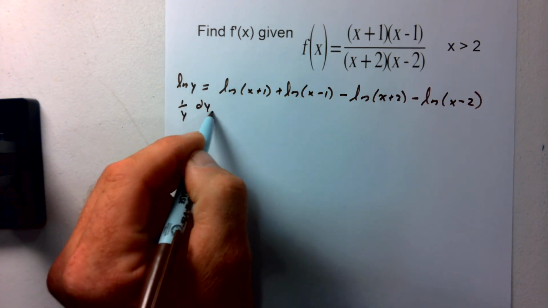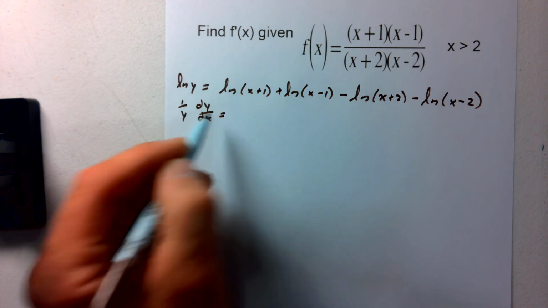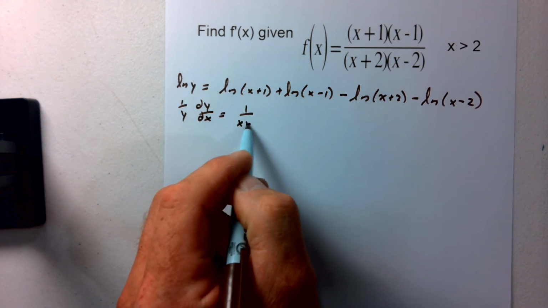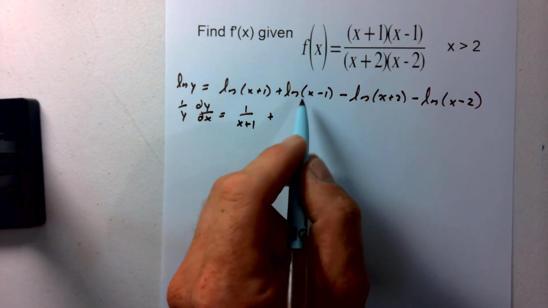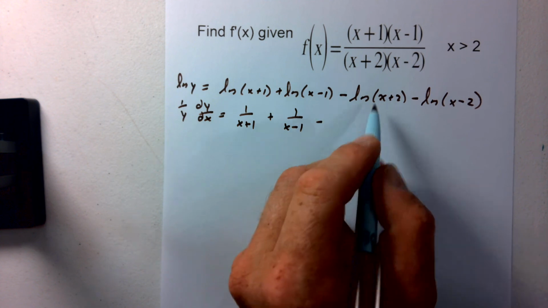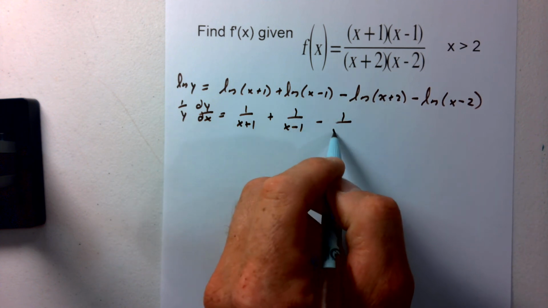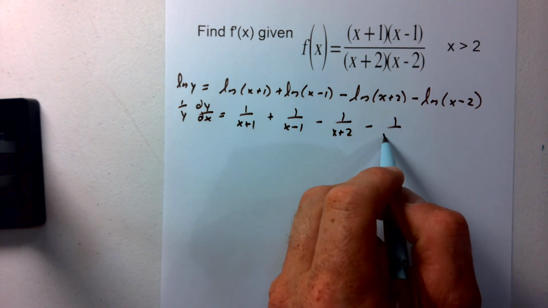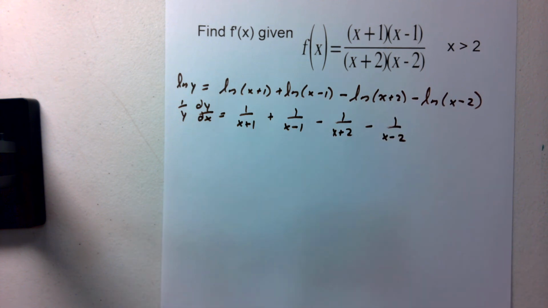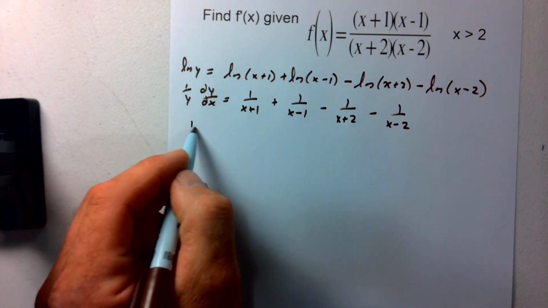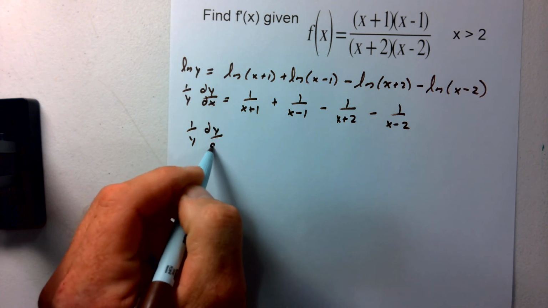We have 1 over y dy dx. Derivative of natural log of x plus 1 is 1 over the original function of x plus 1. Derivative of natural log of x minus 1 is 1 over x minus 1. Derivative of natural log of x plus 2 is 1 over x plus 2. Natural log of x minus 2, derivative is 1 over x minus 2. So that's our derivative there. Interesting how it's kind of stair-step down, isn't it? Just something I see.